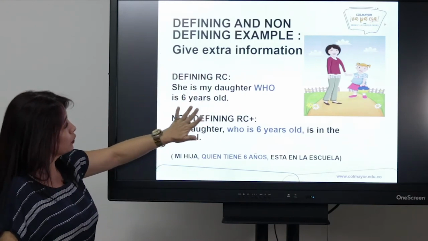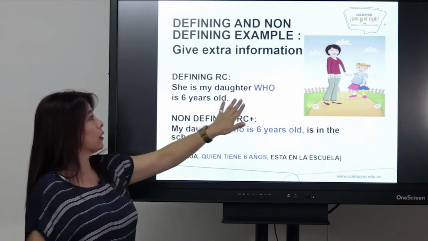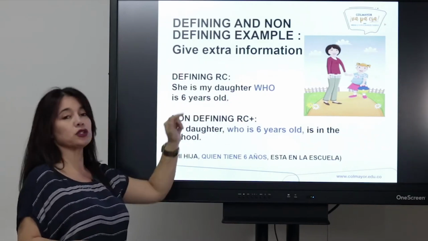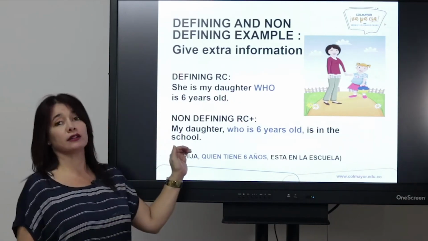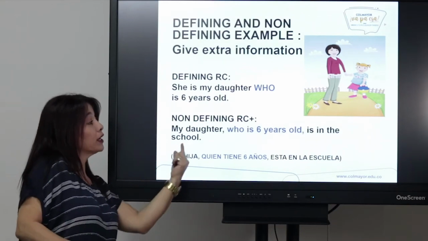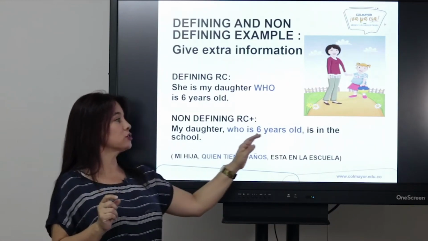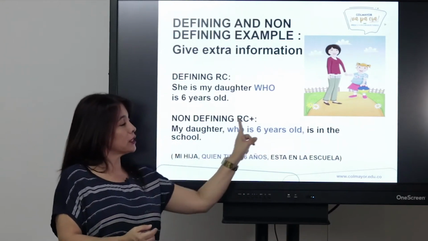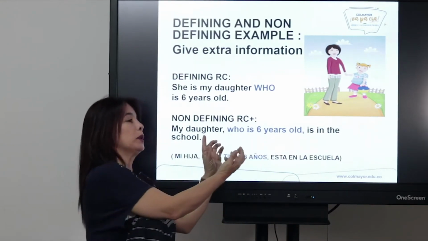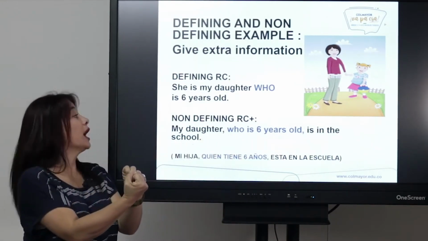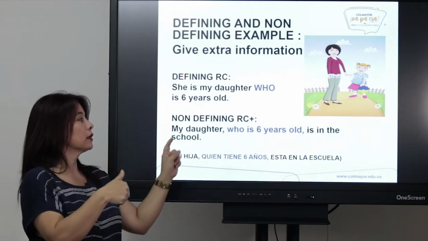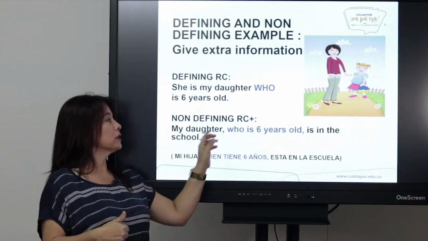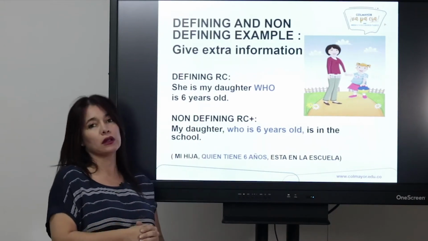In the first example that we did before about the daughter, we said that she is my daughter who is 6 years old. The non-defining relative clause is: my daughter, who is 6 years old, is in the school. This information that is in blue, you can omit it. And the sentence continues right: my daughter is in the school. For that reason, it is a non-defining relative clause.